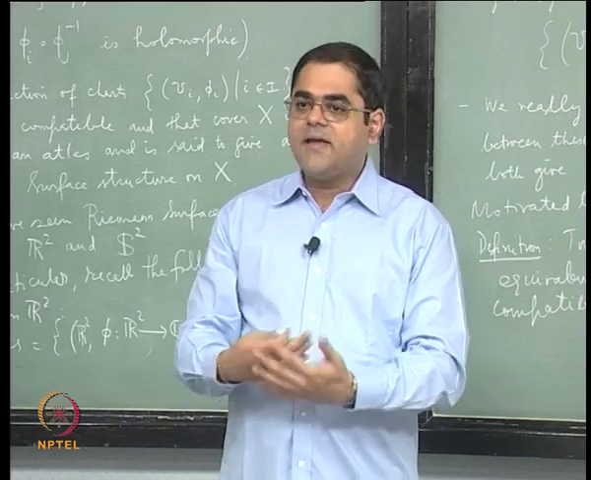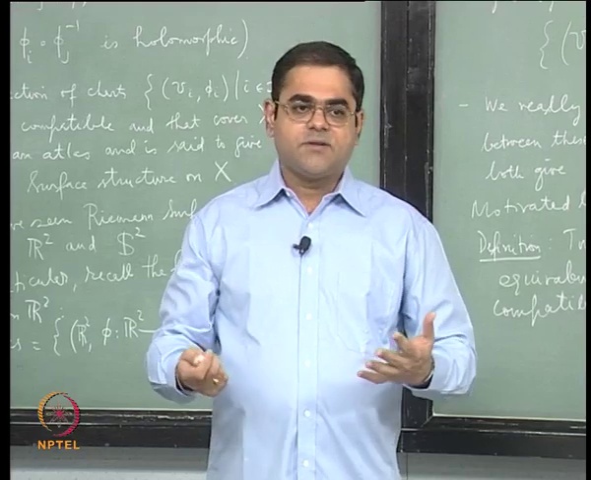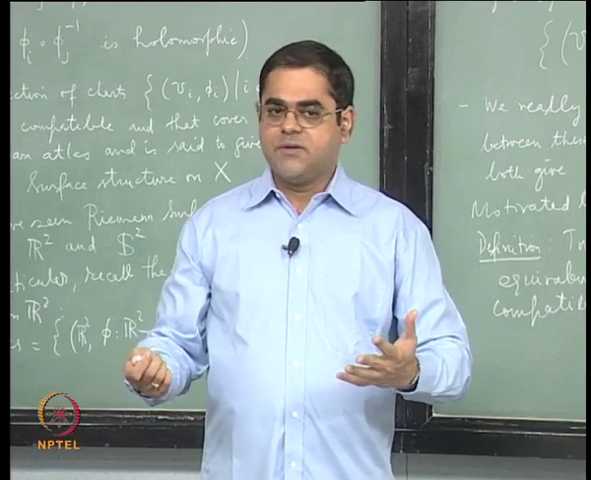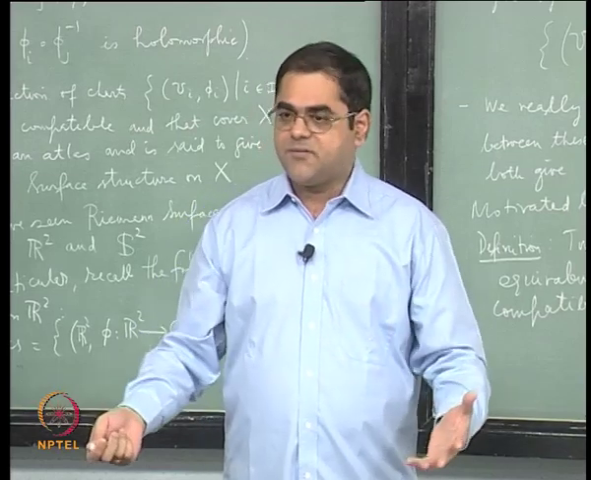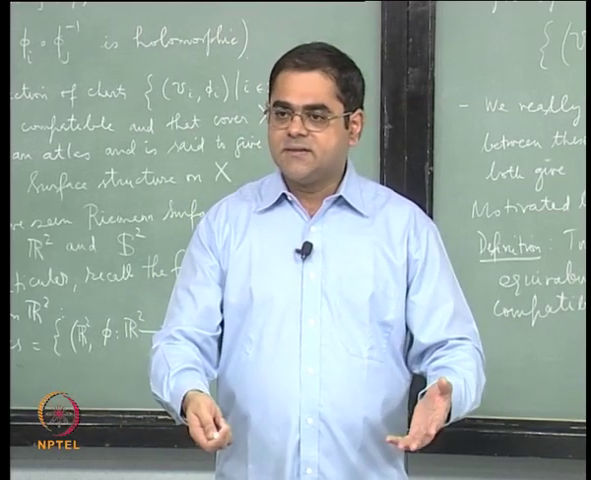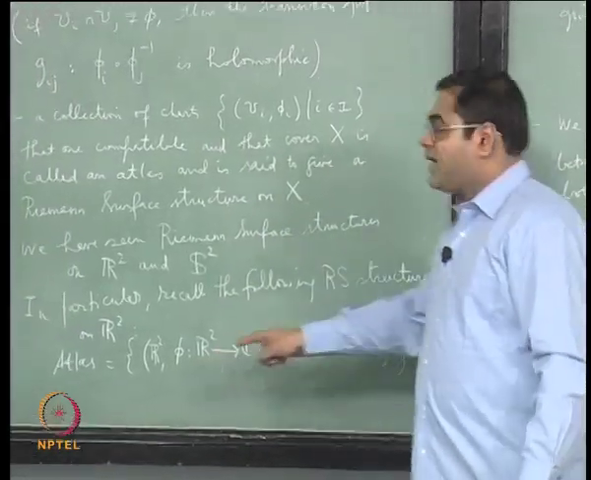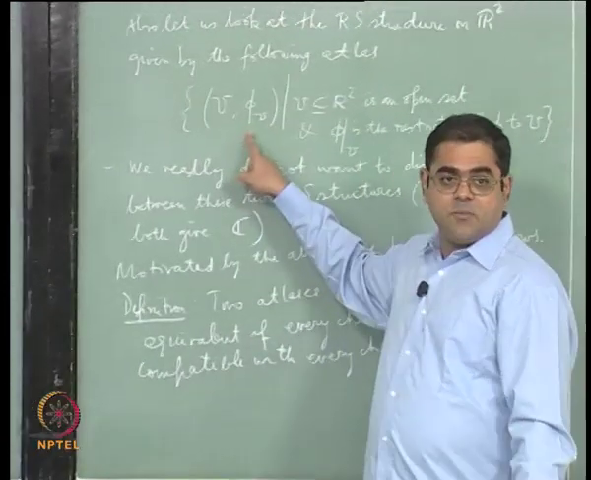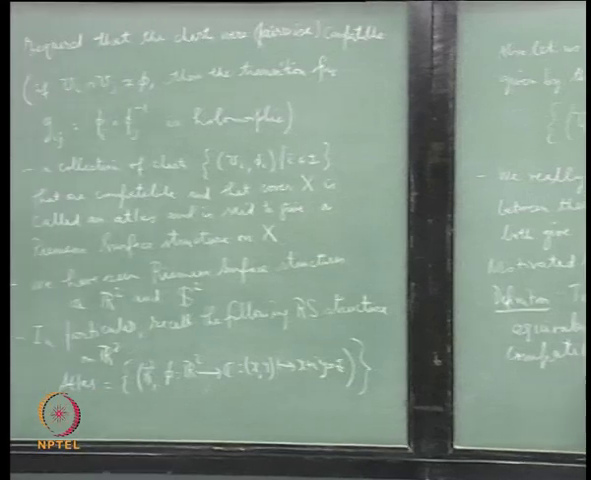And the maximality will also tell you that this maximal atlas is unique. Okay, and then I am in good shape, because I can now define a Riemann surface to be a real surface that is equipped with a maximal atlas. Once I say that, there is no difference between the Riemann surface defined by this and the Riemann surface defined by this, because both of them will have the same maximal atlas. So that is what I am going to write down now.